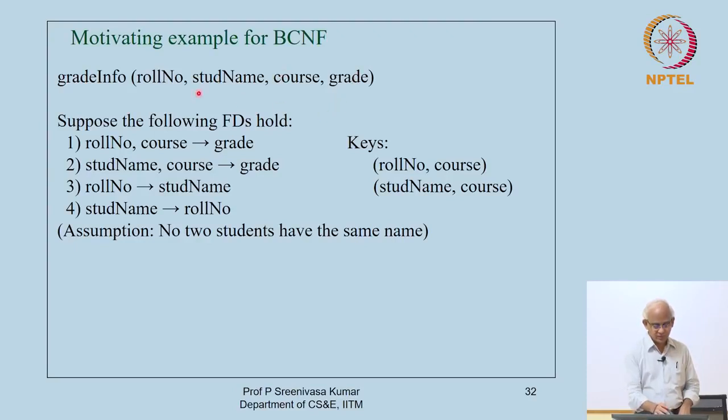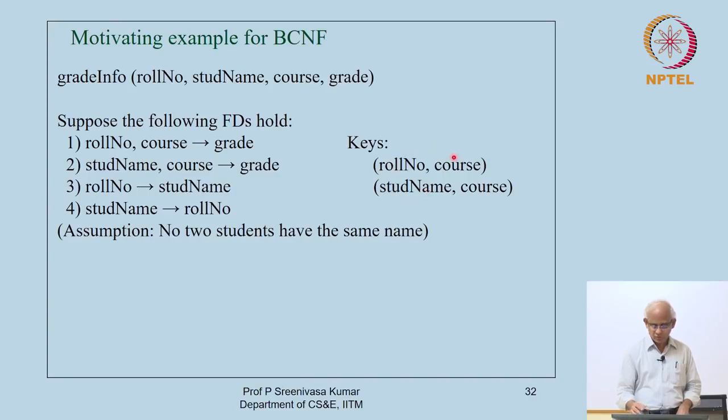Okay. What are the keys? This relation is obviously for keeping the grade information. A student whose roll number is this, whose name is this, has done some course and got some grade. That is the information in each row. Now the keys: each student does several courses, so the keys are roll number and course ID, or student name and course ID. These two are the possible keys for this relation.